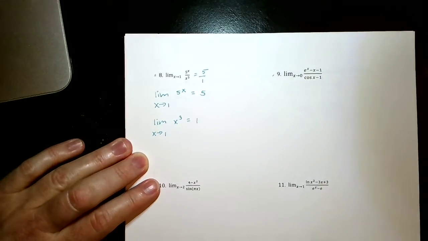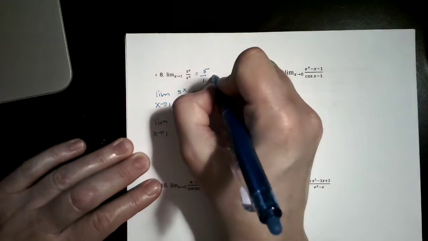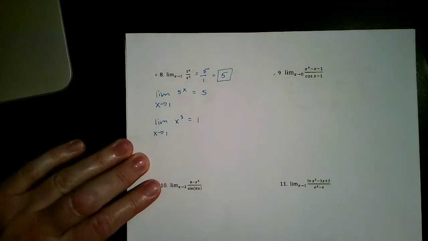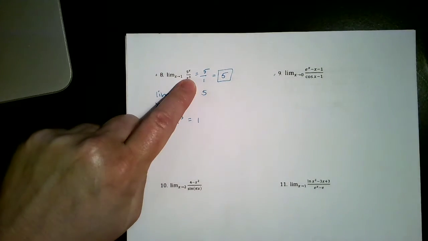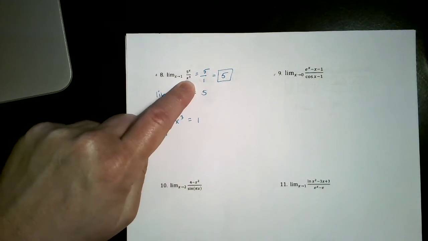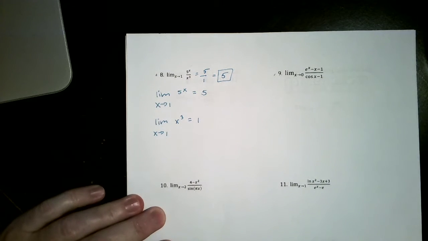That is too bright. Let's see. Is that any better? 5 divided by 1, which is 5. So don't get sucked into the trap thinking that every rational function you're going to be able to use L'Hopital on. Okay? That's not the case.